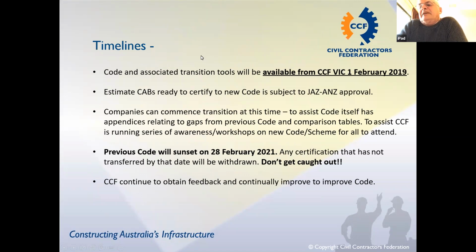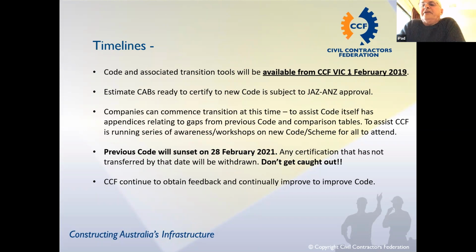Timelines. Unfortunately, we're running a bit behind time here because this was available the 1st of February 2019. I can remember going across there for a briefing, and all of the CABs said to CCF Victoria, it's great you brought this out, but we need to have time to be able to put the scheme together. So it's taken us a lot longer, because we need JAS-ANZ's approval. As you can see, estimate CB is ready to certify the new code subject to JAS-ANZ's approval. So we've been approved to do it.